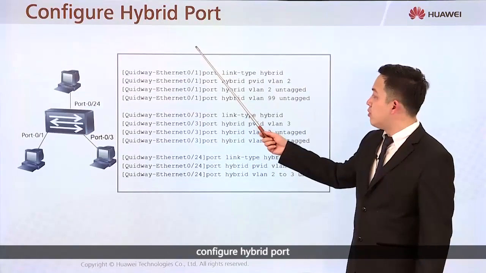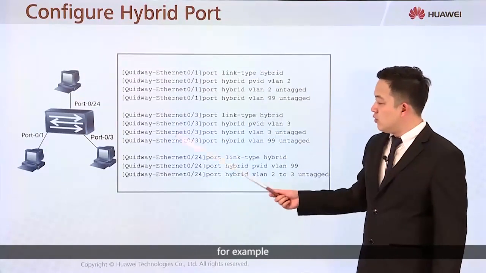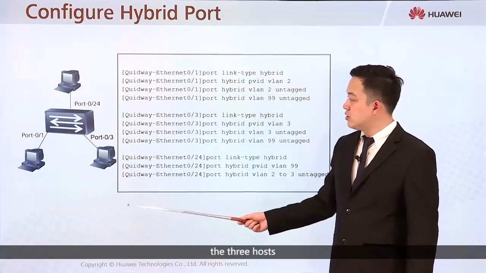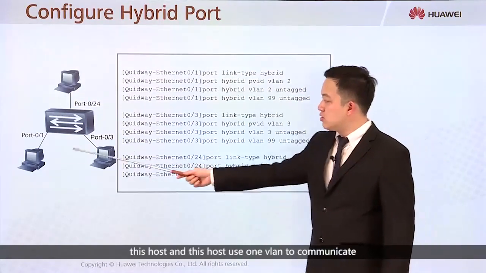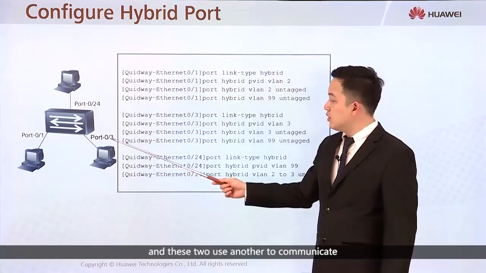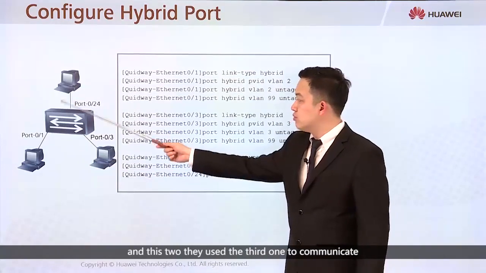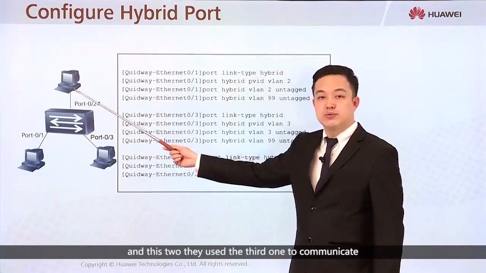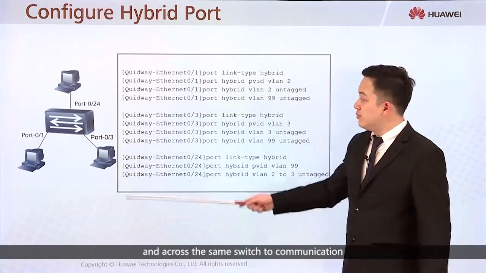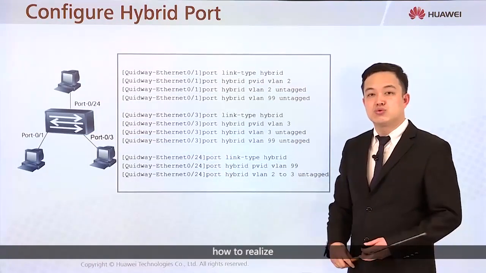Configure the hybrid port. The hybrid port is flexible. For example, in this topology, we have 3 hosts. This host and this host use one VLAN to communicate, these two use another, and these two use a third one to communicate. They use different VLANs across the same switch to communicate. How do we realize this?